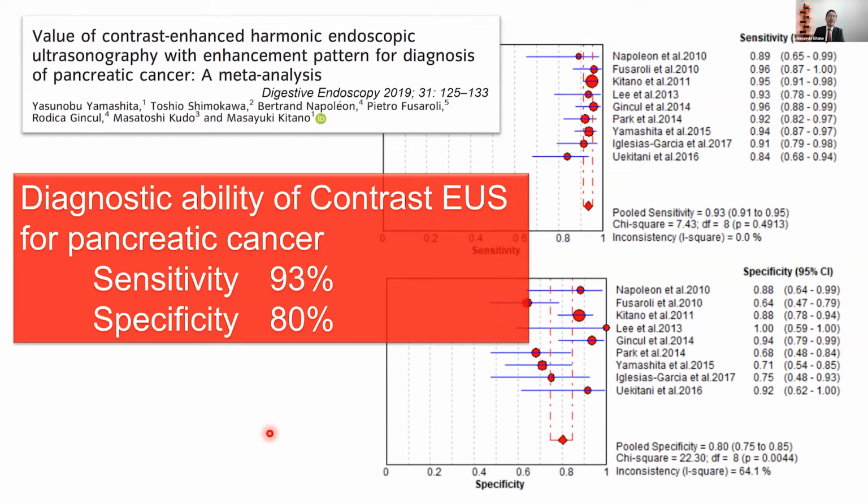We assessed a meta-analysis for the diagnostic ability of contrast EUS for pancreatic cancer. The sensitivity and specificity are 93% and 80% respectively. I think it is quite reliable.